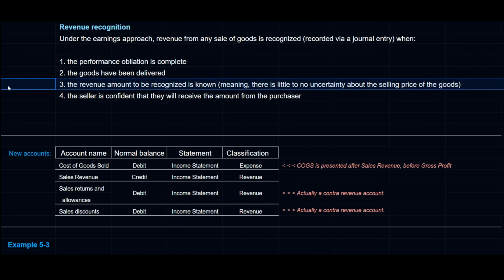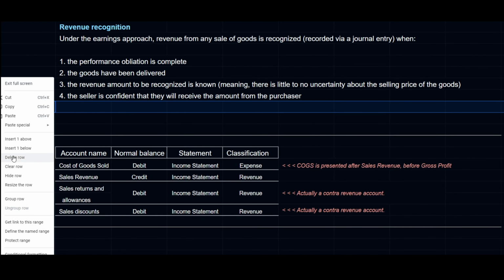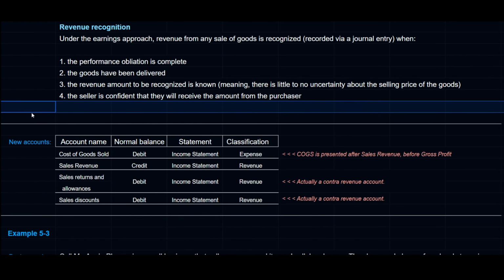Third, the revenue amount to be recognized is known. That means there is little to no uncertainty about the selling price of the goods. Certainly in all of our examples and the examples that you'll encounter in most introductory accounting courses, that will be the case. The selling price to be recognized will be a fixed amount and it will be known. There'll be no uncertainty about it. Fourth, the seller is confident that they will receive the amount from the purchaser. That is a fair assumption to have in all of our questions going forward and for most introductory accounting courses.